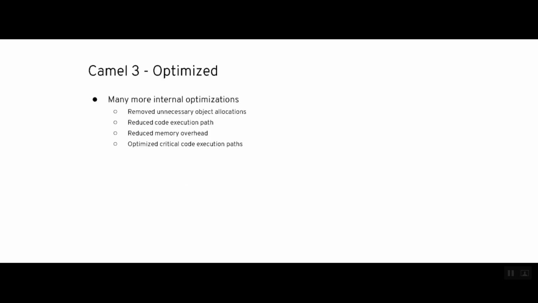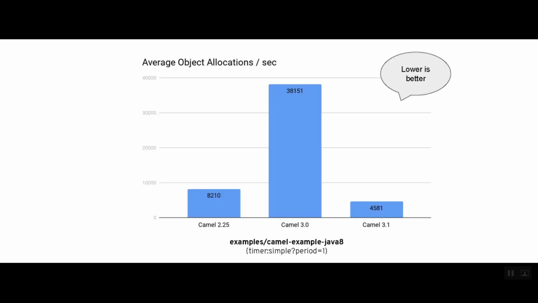Okay, next slide. In the latest release, Camel 3.1, we focused very much on reducing unnecessary object allocations, as we're going to see on the next slide, but also on reducing the Camel code execution path to avoid calling too much code which wasn't needed, reducing memory, and optimizing critical code paths of Camel. I think the slide speaks for itself.